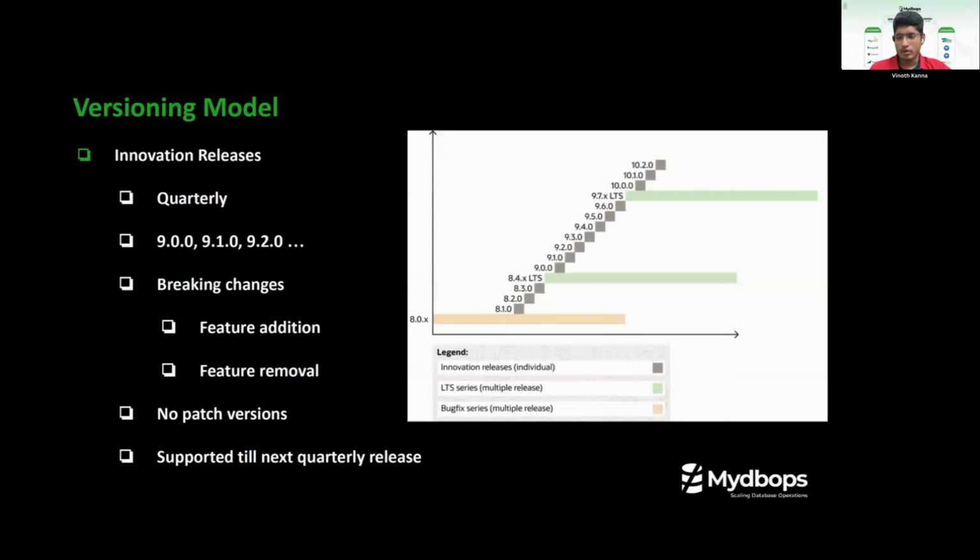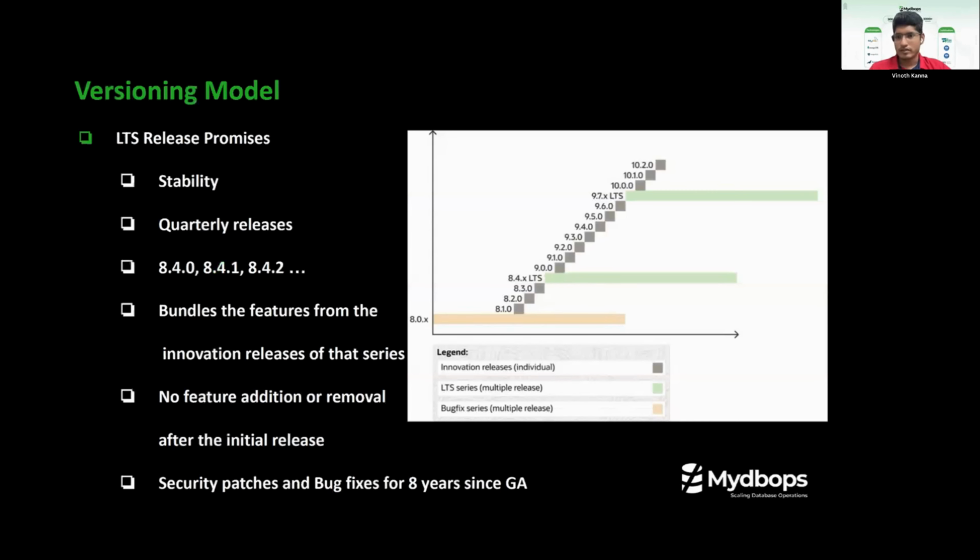And the second release type is called the LTS release. The LTS release promises stability, and the LTS release will be the last release of any innovation cycle. For example, we had innovation releases 8.1, 8.2, and 8.3, and that will end with the long-term support release, which is 8.4, followed by the new release, which is going to happen in the 9 series.